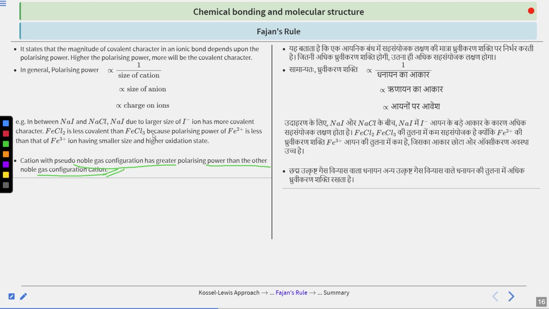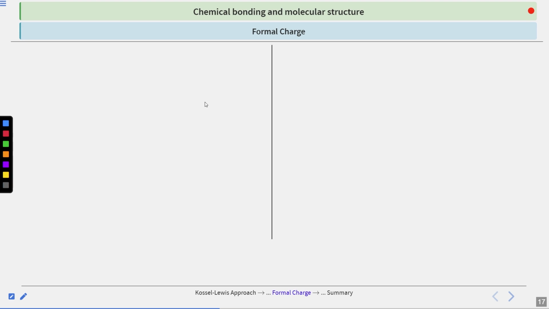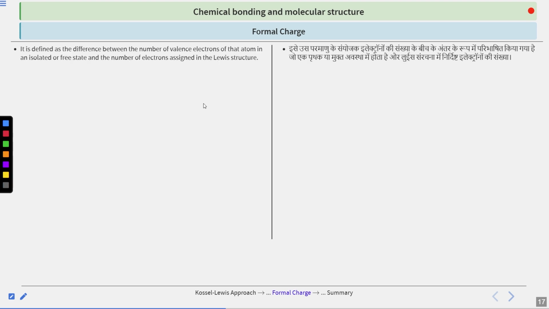Next is formal charge. So what is formal charge? It is the difference between the number of valence electrons of that atom in an isolated or free state and the number assigned in the Lewis structure. So it is basically the number of electrons that has been assigned extra during the formation of the Lewis structure.